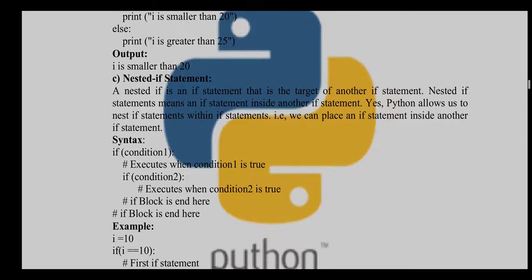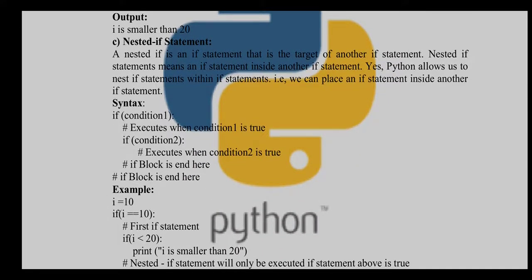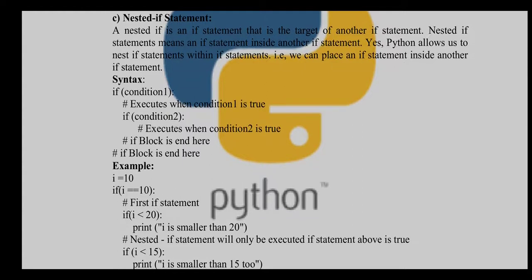Okay, we'll move forward with the nested if statement. Basically, a nested if is an if statement that is the target of another if statement. Nested if statement means an if statement inside another if statement. Python allows us to nest an if statement within an if statement. We can place an if statement inside another if statement. Okay, so we'll see how it works.